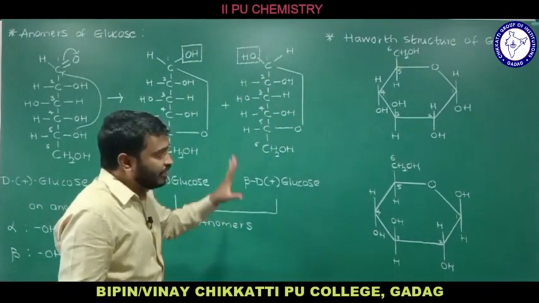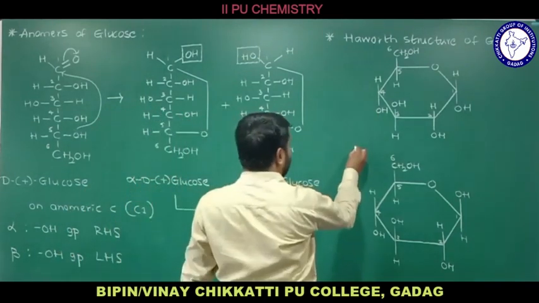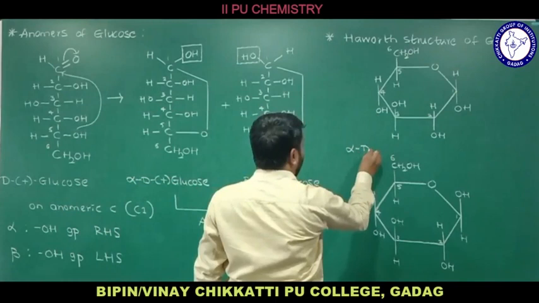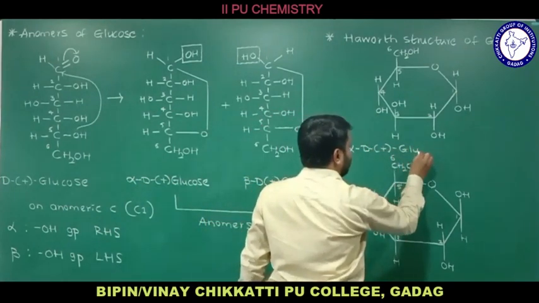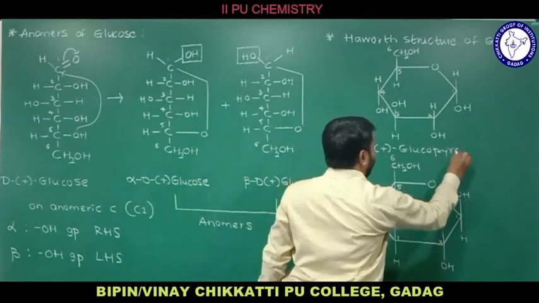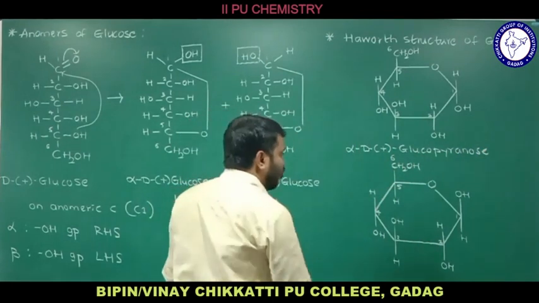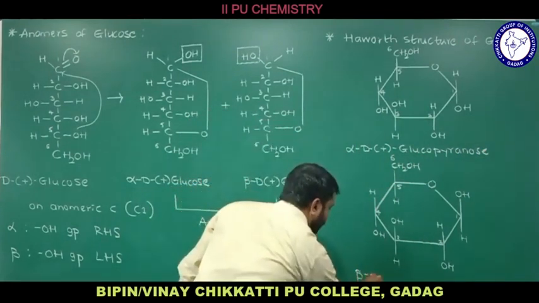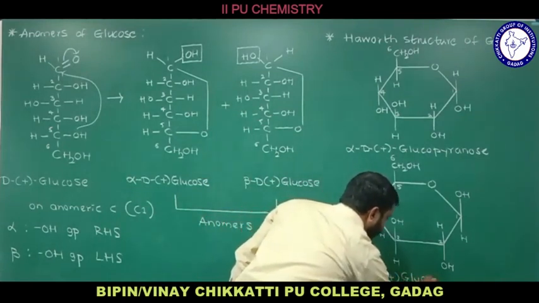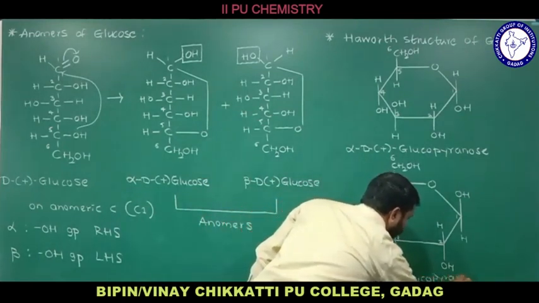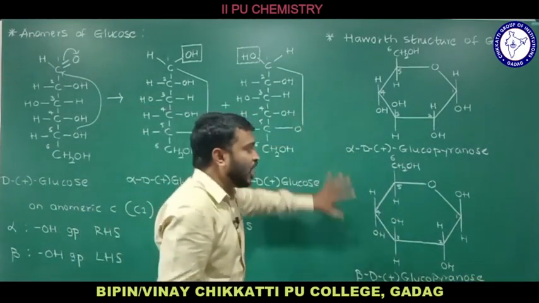So now the names of these two compounds I am going to write here. The name of this compound is alpha D plus glucopyranose. For this one the name is beta D plus glucopyranose. So these two are the names of these two Haworth structures.